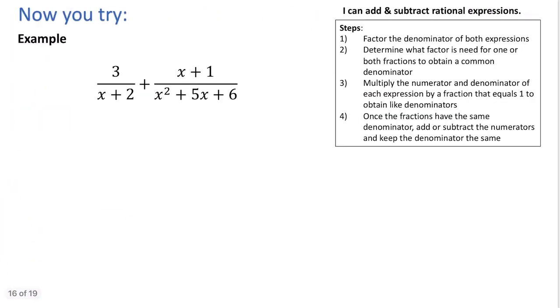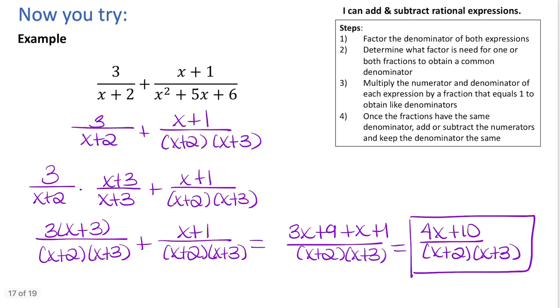Okay, so now you can go ahead and pause the video and try doing this example on your own. So here you can notice that the second numerator will factor into x plus 2 times x plus 3. So my common denominator, right, I'm just going to go ahead and copy my first denominator, which is x plus 2, and then I add in the missing factor, which is x plus 3. So when I go ahead and multiply everything and simplify, I end up with 4x plus 10 over x plus 2 times x plus 3. Nothing here is going to simplify.